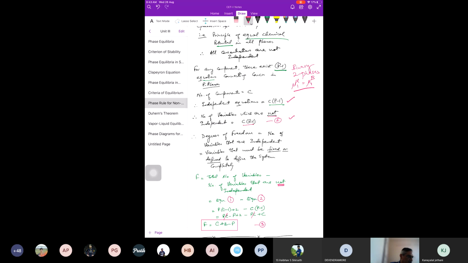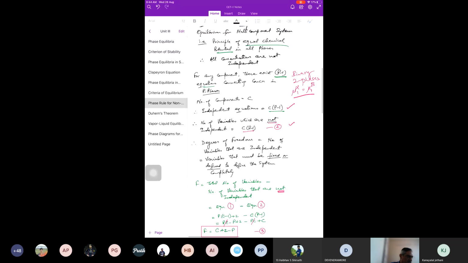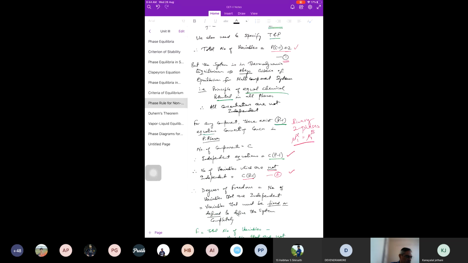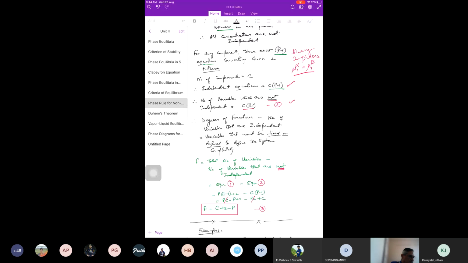सो व्हाट वी गेट इज वी सब्स्टिट्यूट फॉर इक्वेशन 1 and 2. इक्वेशन 1 इज P into C minus 1 plus 2. This part is equation 1 and this part is equation 2. राइट. इसको ओपन किया हमने तो PC कैंसिल हो जाएगा एंड व्हाट वी गेट इज F इज इक्वल टू C plus 2 minus P or C minus P plus 2. You can write it anyway. And that is our phase rule. ठीक है. Any questions on how we derived this equation 3?